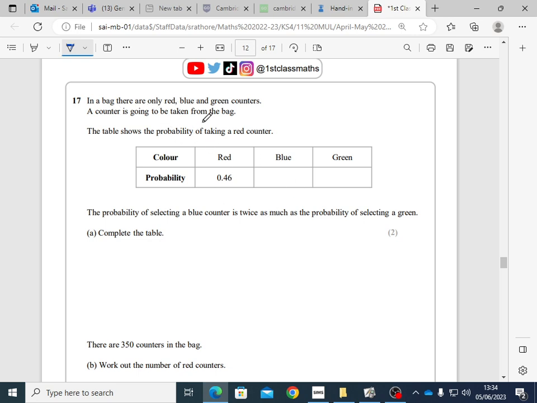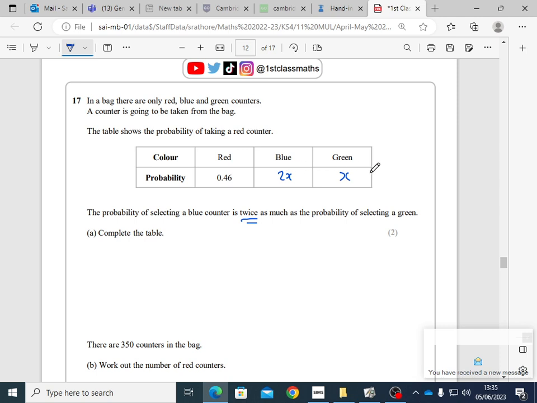So here's a bag, contains red, blue, green. The table shows a counter is taken out at random. The probability of red is shown. The probability of selecting blue is twice the probability of selecting green. I'm going to call that 2x, so green is just going to be x. Complete the table.